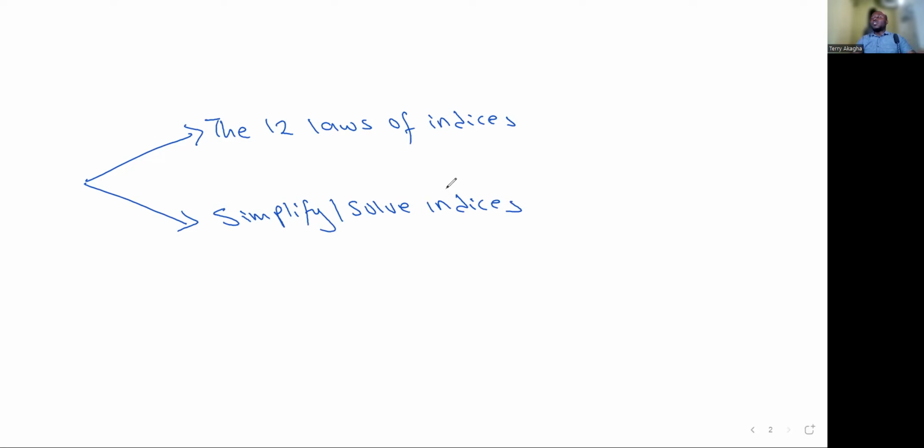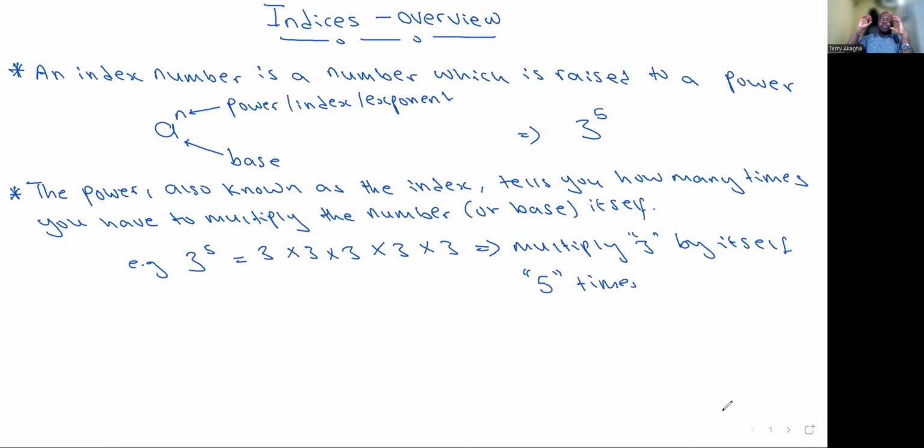So like what I just said, I just introduced the concept here about indices. I just talked about an index number being the number or the base which is raised to a power. The power, also known as the index, tells you how many times you have to multiply a particular number. So if for instance you have something like 2 raised to the power 4, it means that you have to multiply 2 four times.